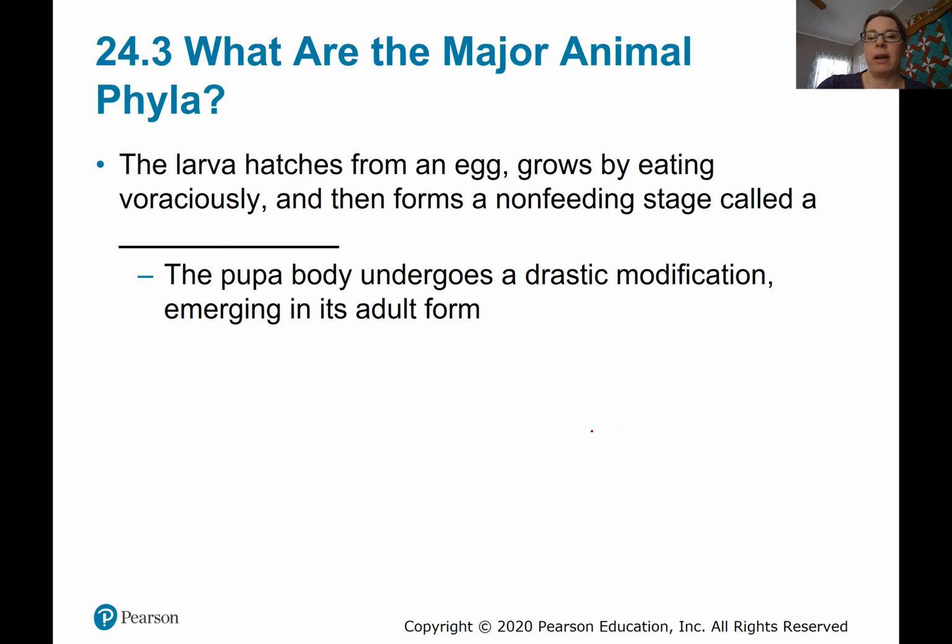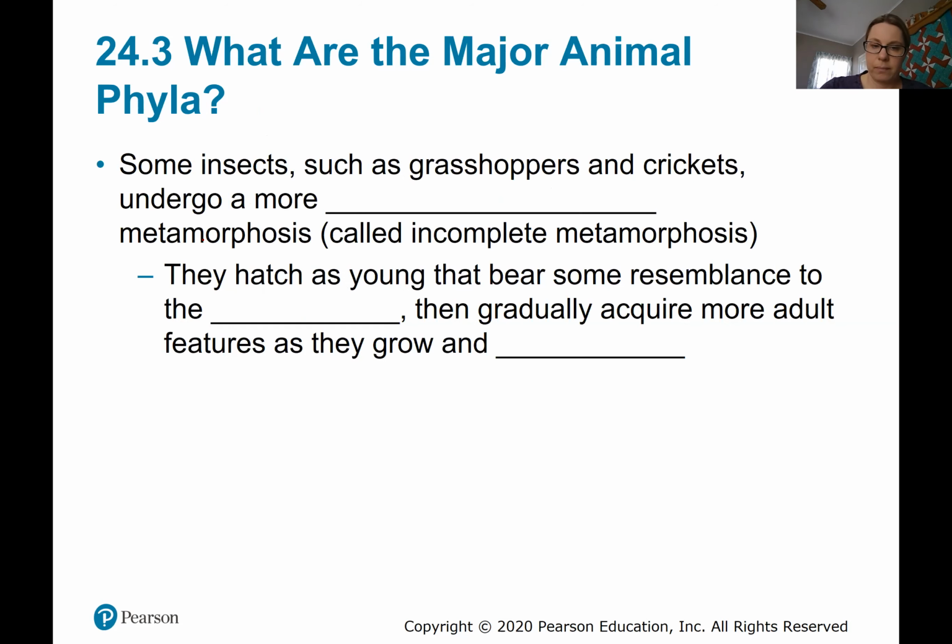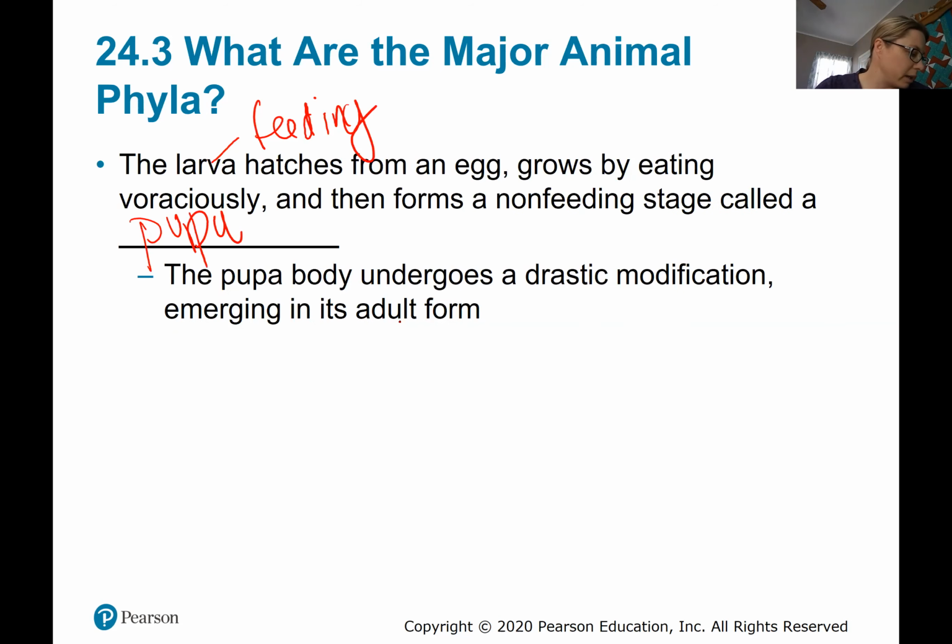That larva then eats and eats and eats, right? That's the feeding stage, where it gets a lot of its nutrients and energy. Then it enters the pupa stage where it doesn't need to eat, undergoes a lot of changes during that dormant period, and then develops into that adult.